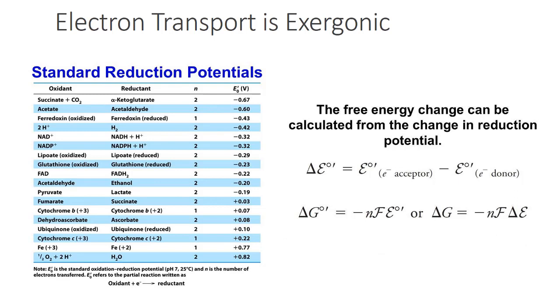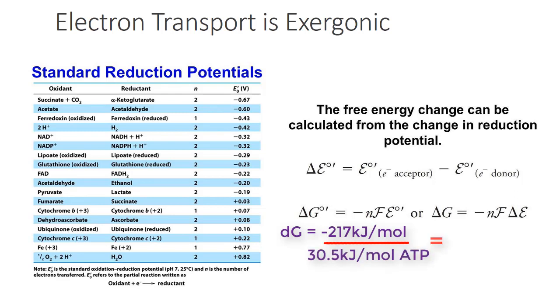So as we just calculated, the transfer of electrons from NADH to O2 can release as much as negative 217 kilojoules per mole of energy. If we only require 30.5 kilojoules per mole of energy to make 1 molecule of ATP, how many ATP can we theoretically make? Well, 217 divided by 30.5 gives us a maximum potential of 7 molecules of ATP produced for every molecule of NADH that is oxidized in the ETC.